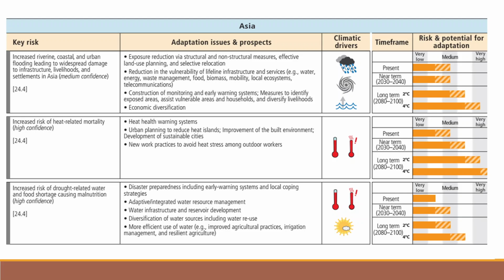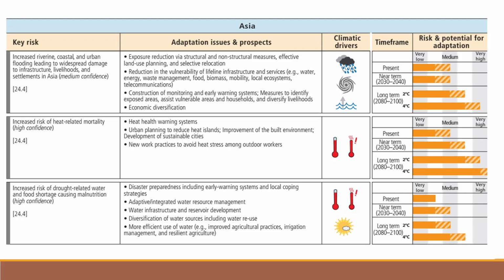Similarly, again from another point of view, what sort of key risks are happening in Asia, in the continent? So increased riverine, coastal and urban flooding will happen, and it will cause damages to livelihoods and settlements. So with medium confidence, we are saying that floods will happen, and with very high confidence, we are saying the risk of heat related deaths will increase.